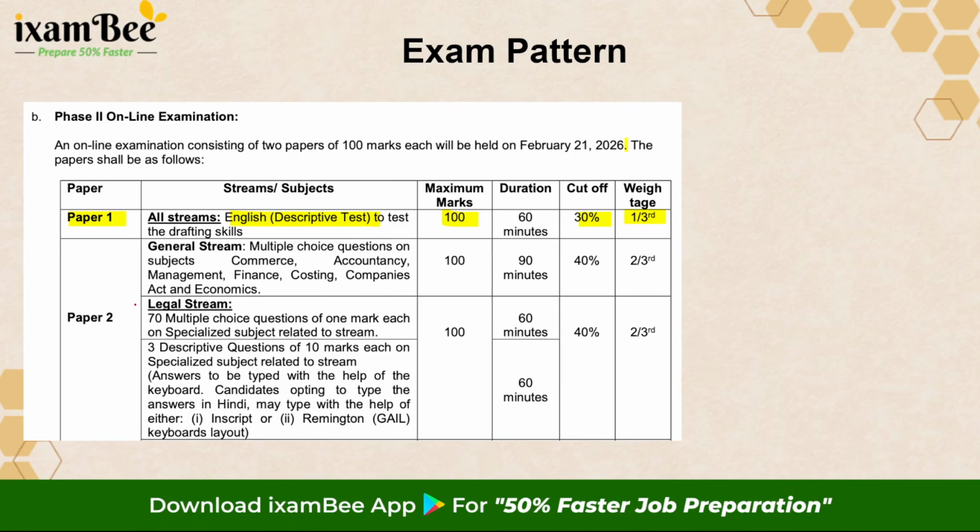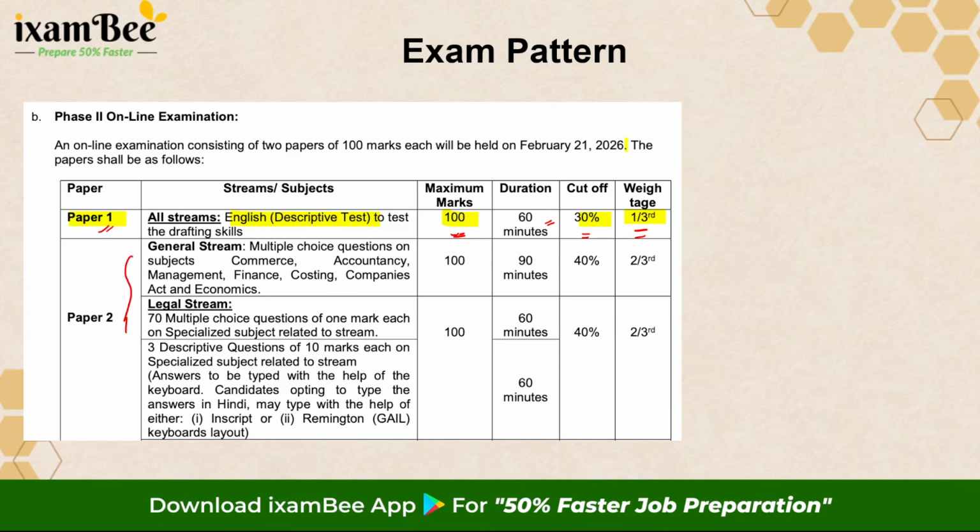The exam pattern consists of two papers: legal, as we already discussed, and paper 1, which is your descriptive English paper. You have to type this using the keyboard, and the paper is primarily testing your writing and drafting skills. This paper is of 100 marks and 60 minutes, so you'll get 1 hour. The minimum cutoff is 30%, that is the minimum that you need. But for moving to the interview stage, there will be a merit list. This paper has a 1/3 weightage.